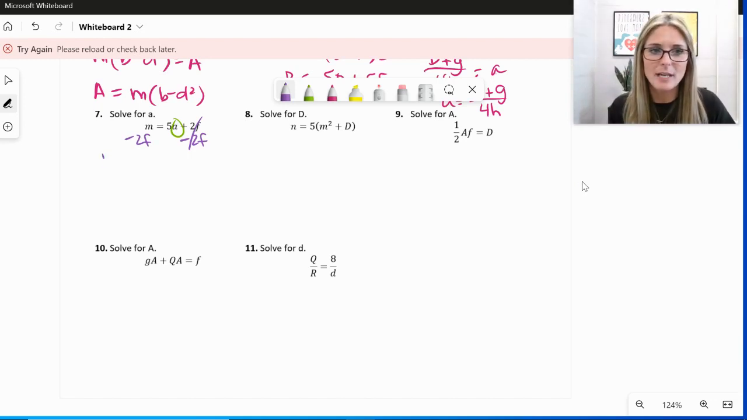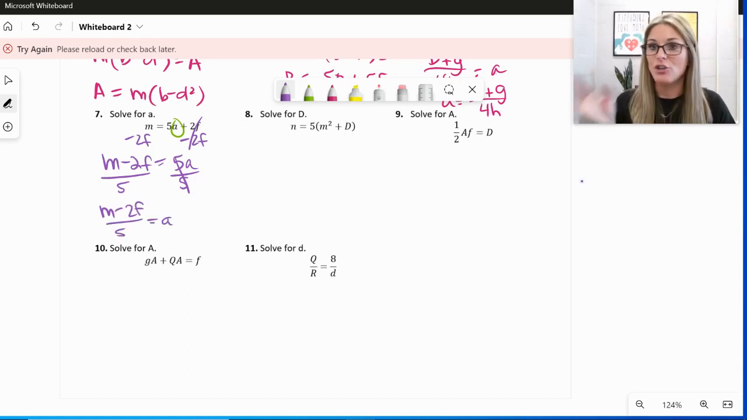So let's just write them next to each other. M minus 2F equals 5A. Now finish getting A isolated by dividing by the coefficient of 5 on both sides. And I think we're done. M minus 2F divided by 5 equals lowercase a. You could flip that over and it would say A equals M minus 2F divided by 5. You've isolated lowercase a. You've done it.